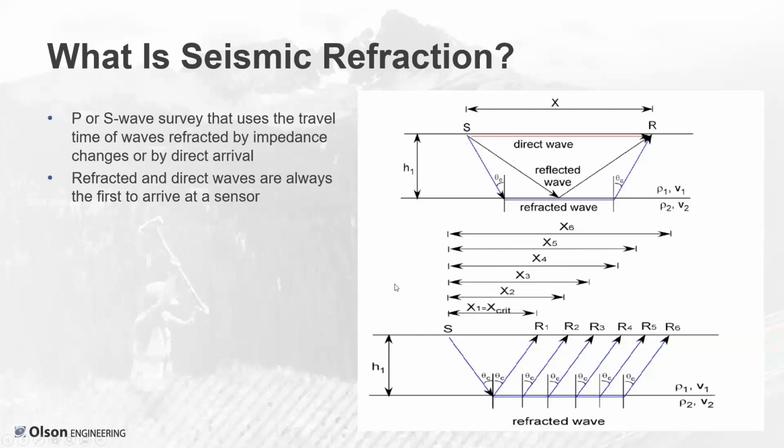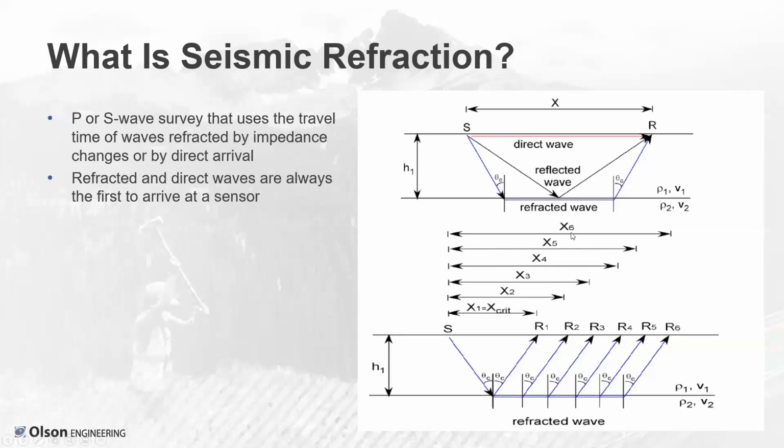All right, so what is seismic refraction? A seismic refraction survey is a P or S wave survey that uses the travel time of refracted and direct arrivals. Direct arrivals are those that travel parallel to the surface from the source to receiver. Refracted arrivals are those that travel from the source down along a velocity interface, then back up to the receiver.